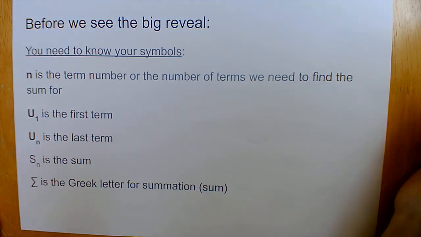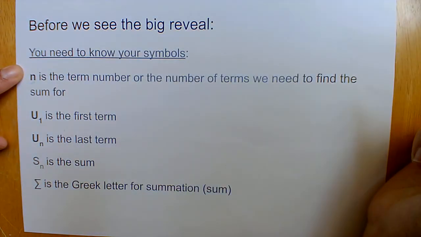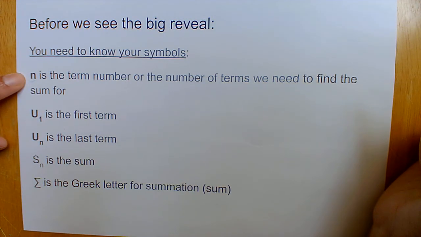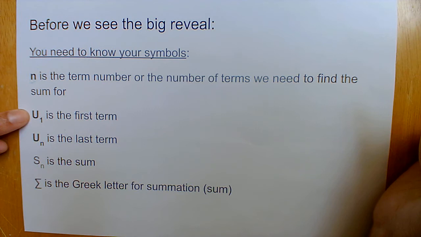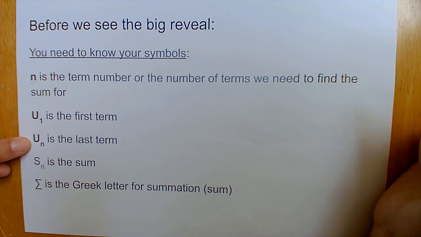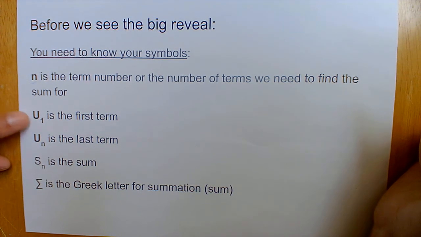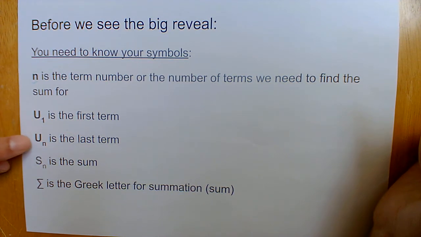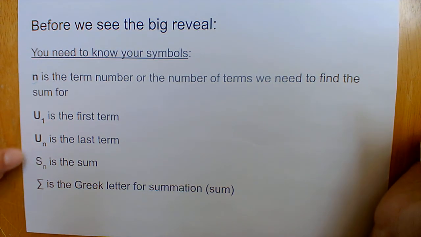Okay, you're back. But before we see the big reveal, we need to know some symbols first. IB definitely loves their symbols. N is the term number, or the number of terms we need to find the sum for. That's N. U sub 1 is the first term. U sub N is the last term. S sub N is the sum of the first N terms.